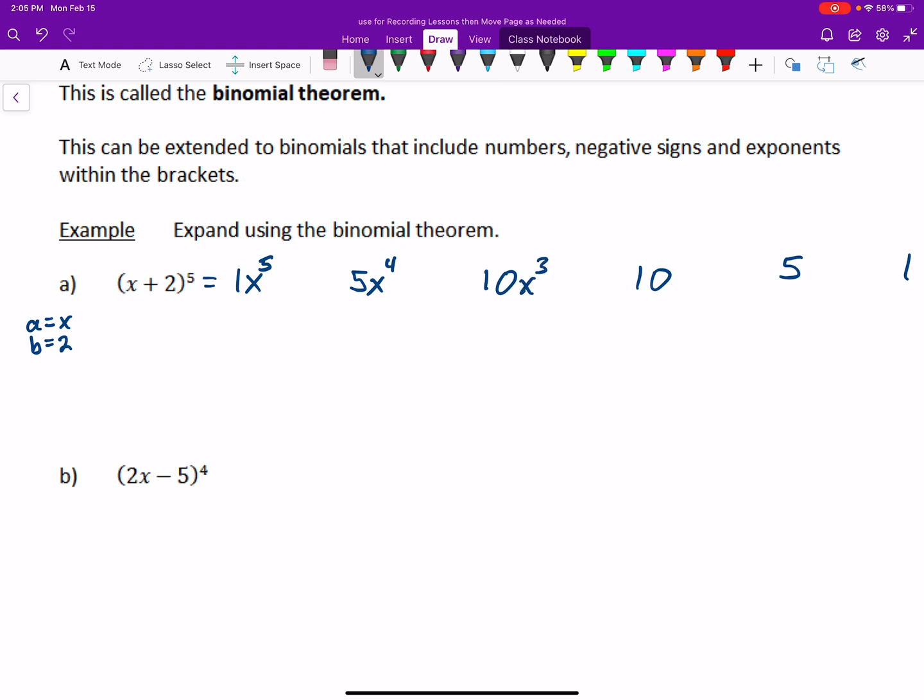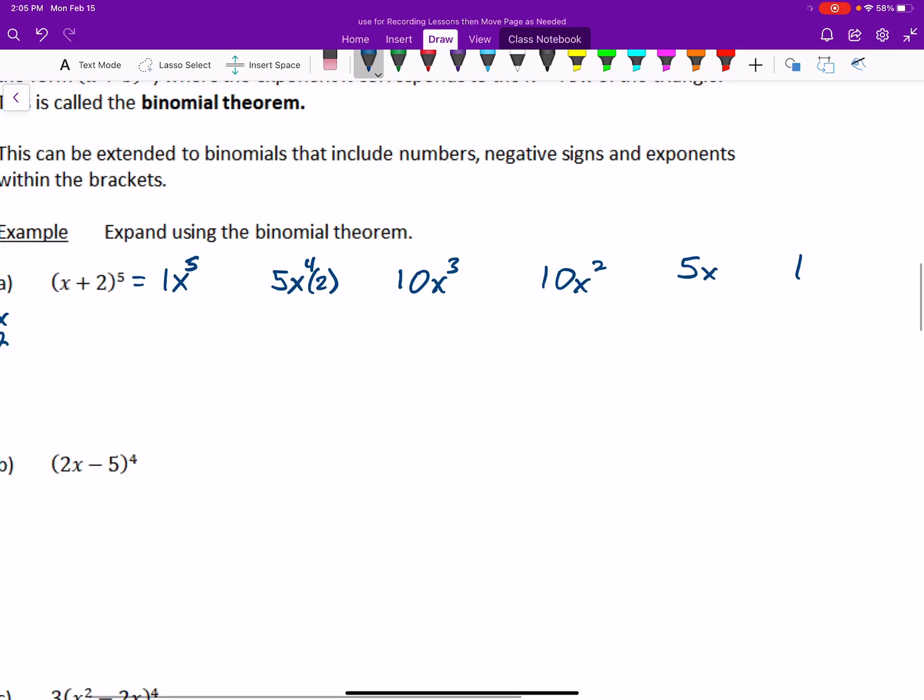4, x to the 3, 2, x to the 1, and no x. And then I'm going to have 2, and I'm going to go up. So no 2 in the first term, but I'm going to have 2 to the 1. And this is all multiplied together. So in order to show that this is multiplied by a 2, I am going to put it in brackets. So 2 to the 1, 2 squared, and I'm going to just keep increasing the exponent on the 2 until I get up to 5. And then plus signs in between them. And so that's just our expansion.